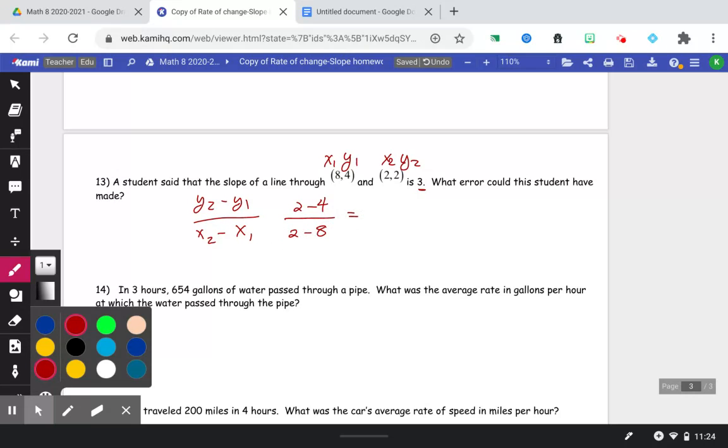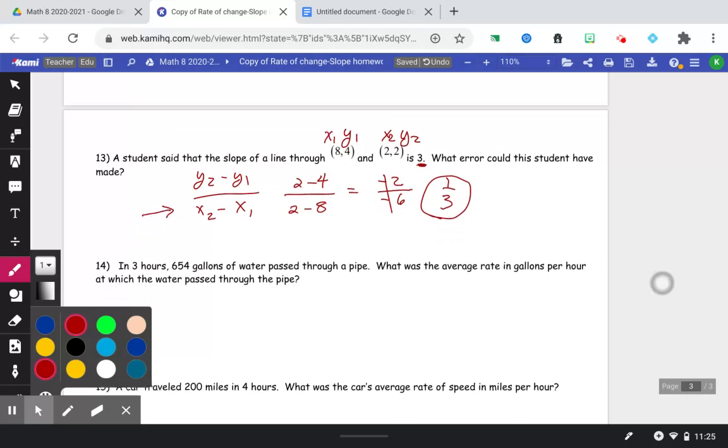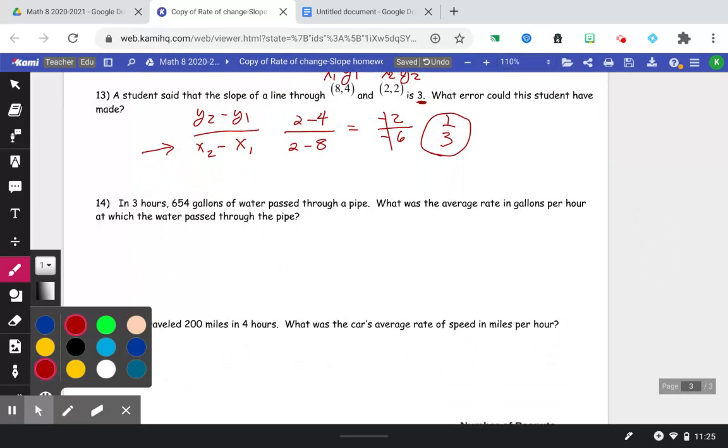All right, so keep, change, change. I get negative 2 over negative 6. Well, my negatives will divide out, so that becomes positive, and then 2 over 6 reduces to 1/3. So now this is the correct slope, but this person got 3. Well, what does that mean? That means that they probably had this flipped. They did their x's on top, the y's on the bottom, and that's how they got 3 over 1, which is not correct.